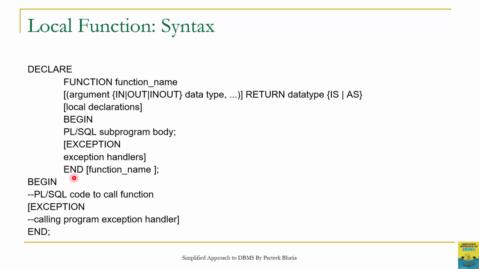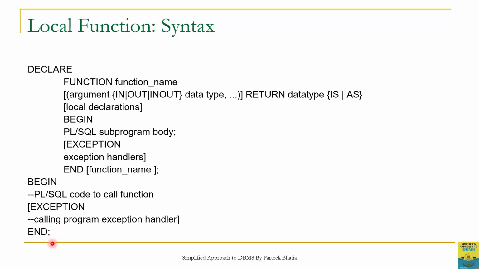The body of the function is terminated with end statement and the syntax is end function_name. This is the user defined function name and it is optional to give the name of function here. You can use end function_name or you can directly use end statement. Then we have a begin of main PL/SQL block. It is important to note that in the begin of main PL/SQL block, we can write a code to invoke or call this function. Then we have an optional exception section of main PL/SQL block. Then it is terminated with end statement. So this is the syntax to declare local function.